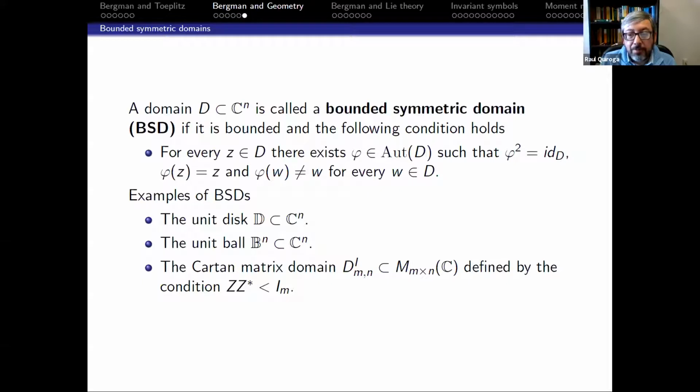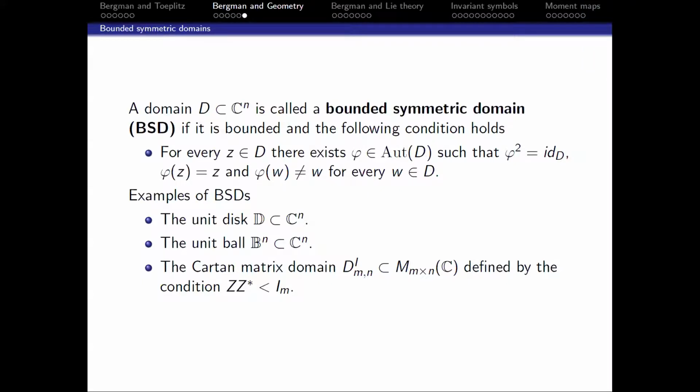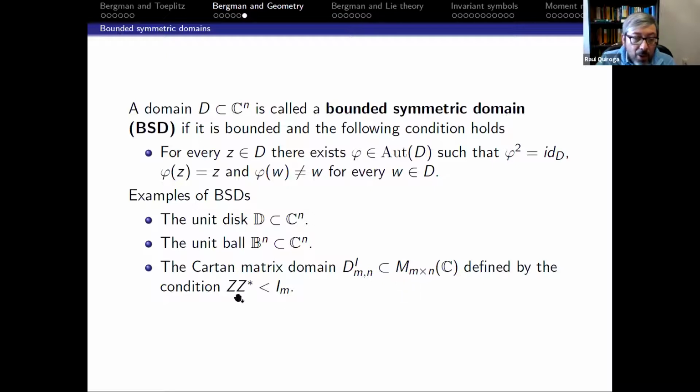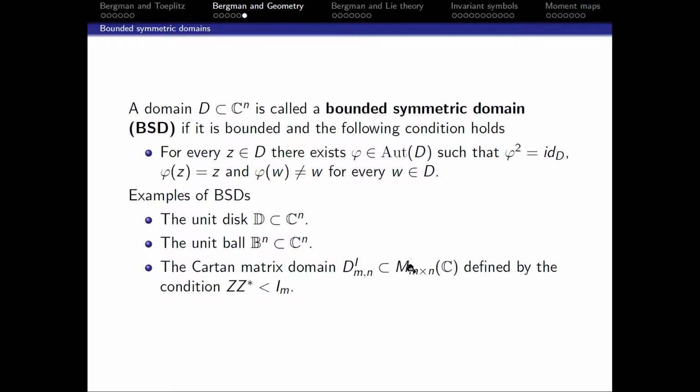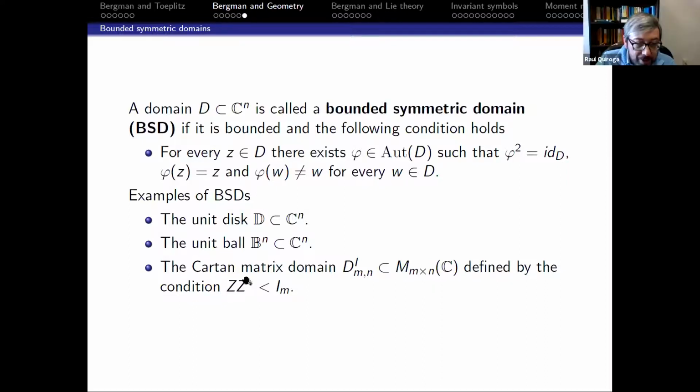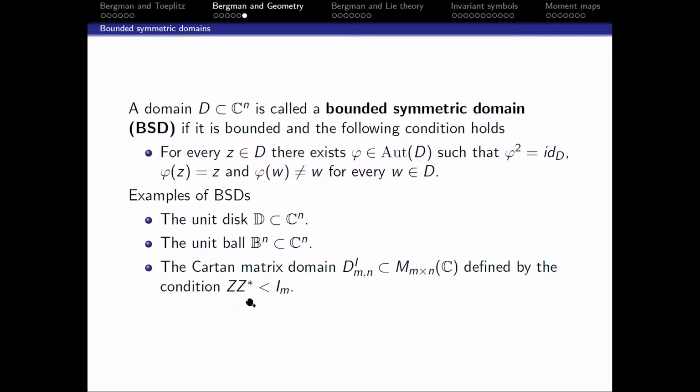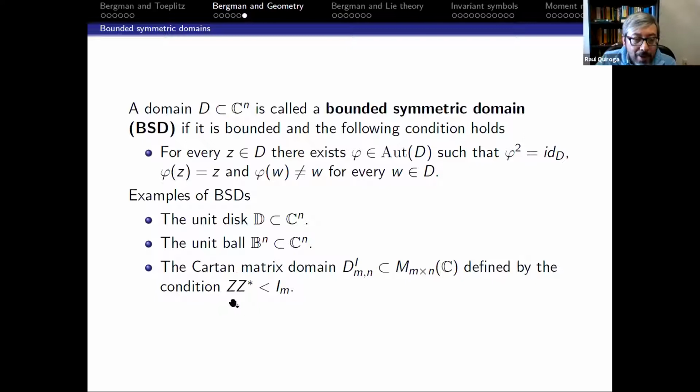Excuse me, what is that? So I'm considering a matrix here, Z, and the condition is given like this. It is the collection of matrices, this is my matrix Z, that satisfy this condition. Yes, thank you, to be perfectly clear. So Z is an m times n matrix that satisfies this condition. That's the definition of this domain. It's kind of like a matrix ball, if you wish.